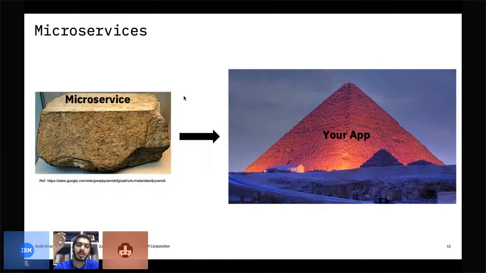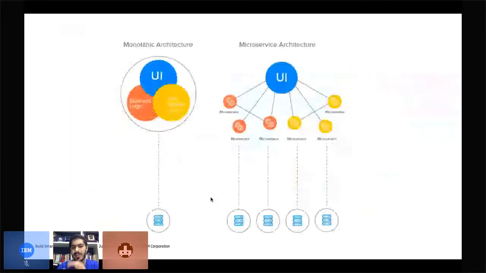Again, if we go to the analogy of the pyramids, if one microservice crashes or gets taken down, your whole application is not going to be affected. This is why you see applications like Instagram or Facebook not crashing simply because there's one functionality that's not working properly, because they're basically based on the concept of microservices. So let us take a closer look.